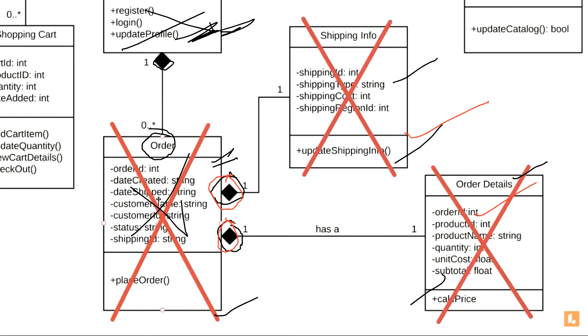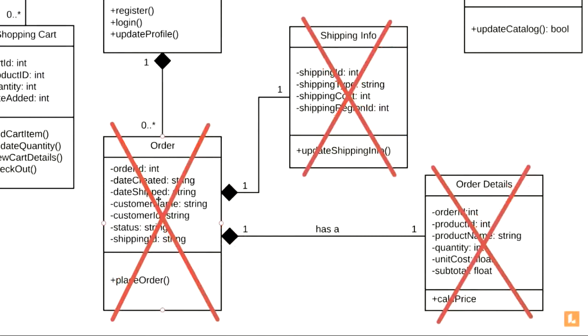So it means if somehow this order gets deleted, automatically the shipping info will be deleted and the order details will be deleted. Obviously it makes sense. If you delete a particular order, whatever was the shipping info where the order has to be sent, that will also be deleted with the order, and order details will also be deleted. So it makes sense also, right?